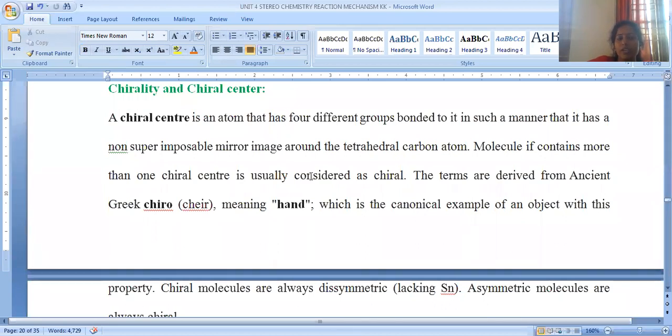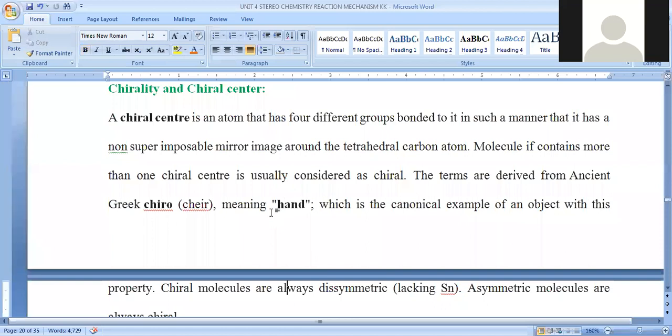Here chiral is nothing but handedness. When we take one hand, it is not exactly the mirror image of the second hand. When we take one hand and the second hand, both are non-superimposable. This is called handedness or chirality.